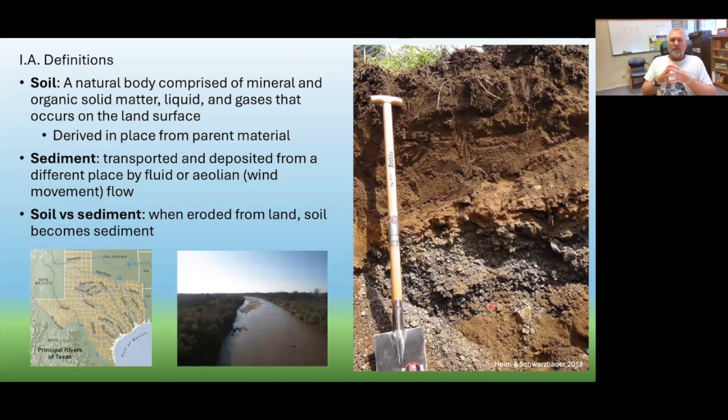Sediments are essentially soils that are underwater. Oftentimes, these soils have been transported and moved by fluids. So, for instance, river flow. This is the Brazos River. And you can see all of the material that's being moved. The water is brown and murky, so there's a lot of material up in the water column. You can also see accumulation in some areas.